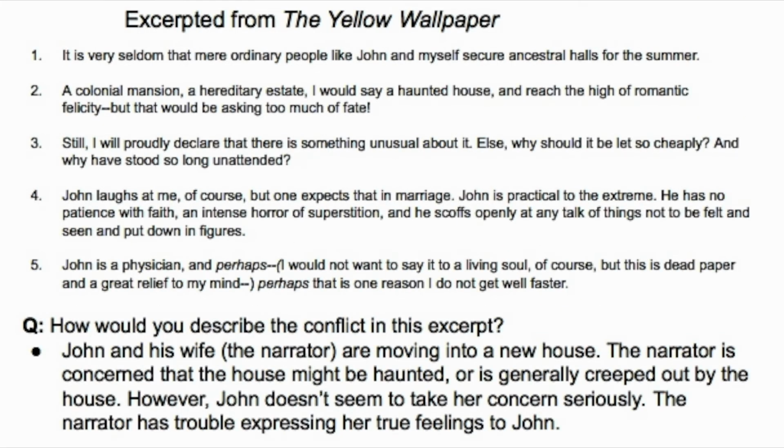So hopefully you had time to think about it. And there's not really a right or wrong answer, but this is just what I came up with here. So basically, here's the conflict as I see it. It's that John and his wife, who's the narrator or the person telling the story, are moving into a haunted house. It's a new house. And the narrator is concerned that it might be haunted, or she's just generally creeped out by the house. But John, her husband, doesn't seem to be taking it seriously. And the narrator has trouble expressing her true feelings to John. So again, that's the conflict as I see it here.